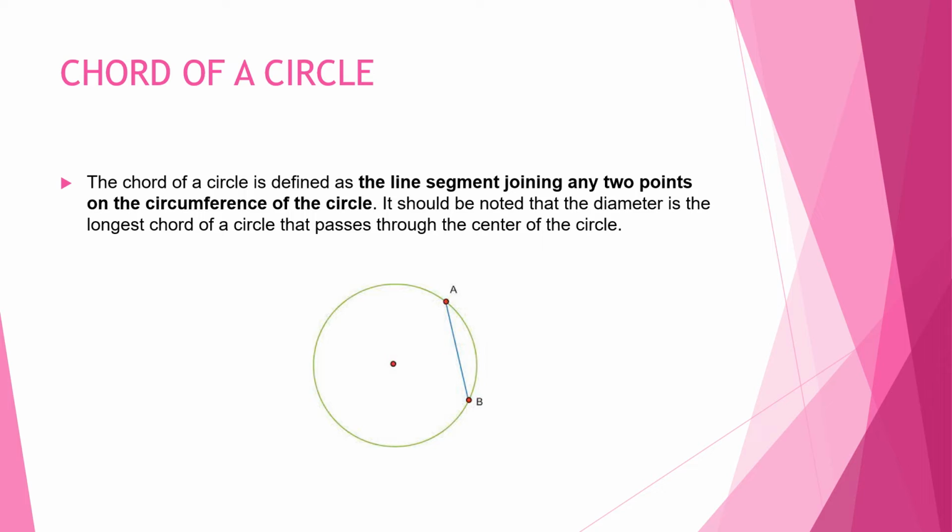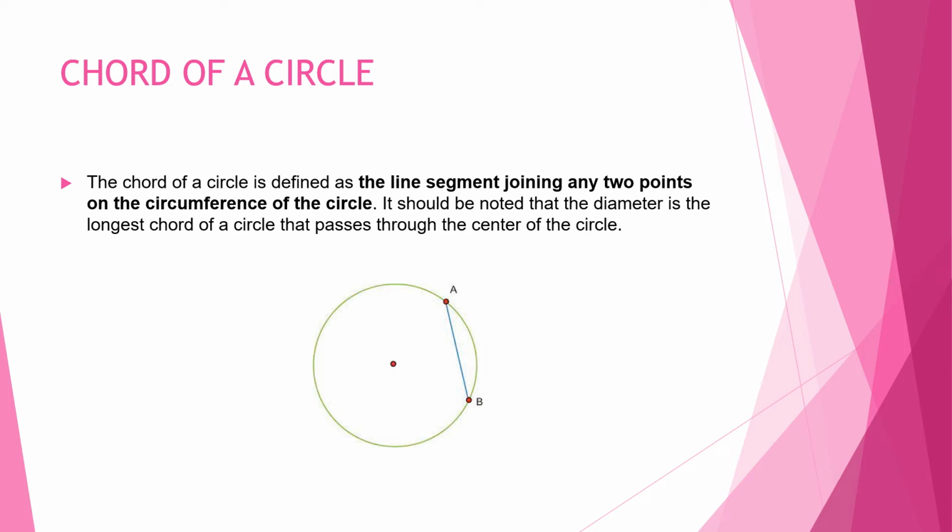Chord of a circle. The chord of a circle is defined as the line segment joining any 2 points on the circumference of the circle. It should be noted that the diameter is the longest chord of a circle that passes through the center of the circle. A diameter divides the circle into 2 equal parts and each part is known as a semicircle.